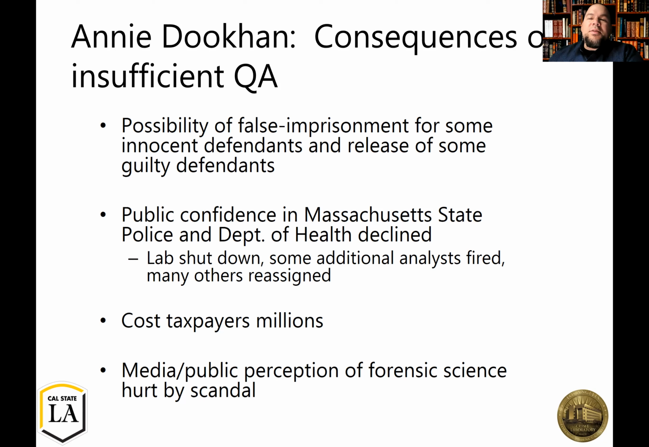The consequences of Annie Dookhan's actions: they didn't have a great quality assurance, quality control system, really, if you think about it. How could it be, right? And there's a big deal, like false imprisonment for some individuals, samples getting pinned on individuals that were improperly collected or analyzed or sampled. So a lot of ramifications for this sort of deviant behavior by this analyst.